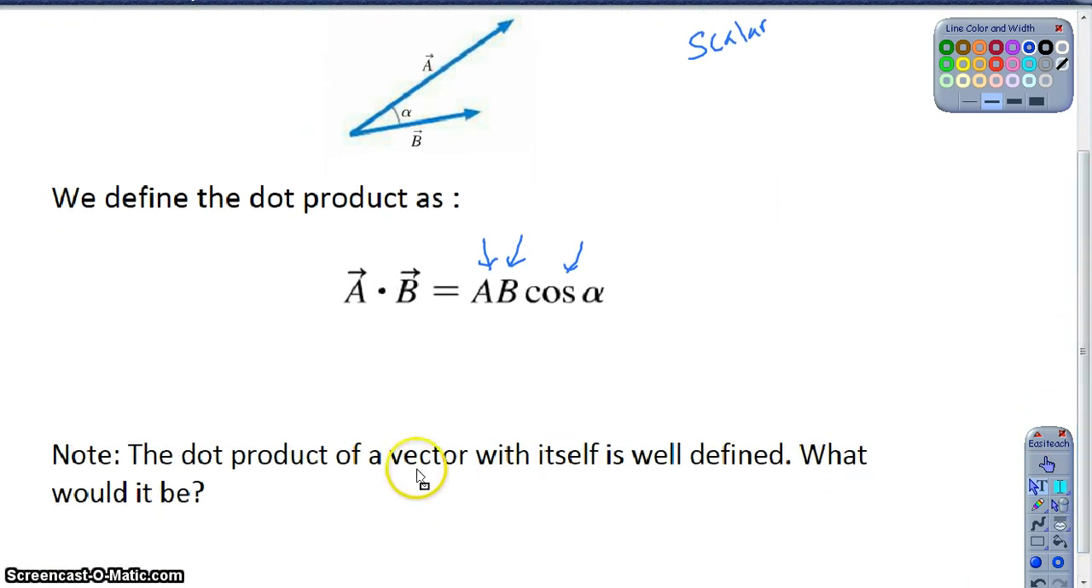So again, what about the dot product of a vector with itself? I threw in this note: the dot product of a vector with itself is well defined. What would it be? What if you took vector A dot vector A? That's what this is asking.